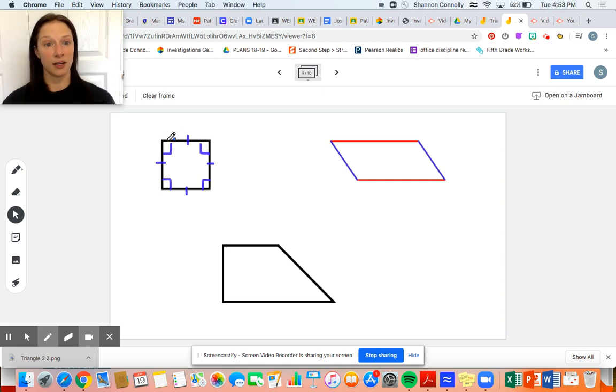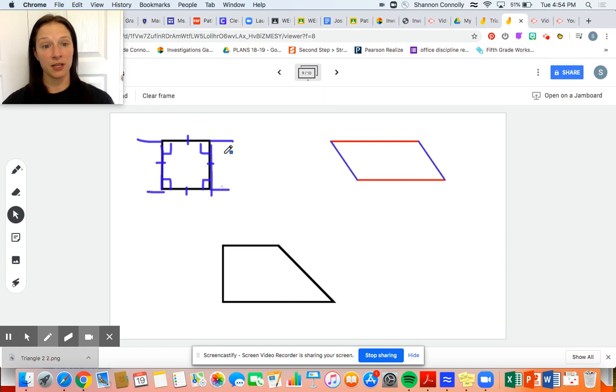The other thing that I notice is that this line on top and this one are parallel to each other. So far I see one pair of parallel lines. And I notice that this line and this line are also parallel to each other. So I can say that there are two pairs of parallel lines.